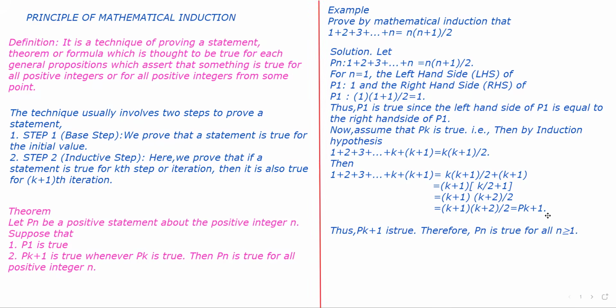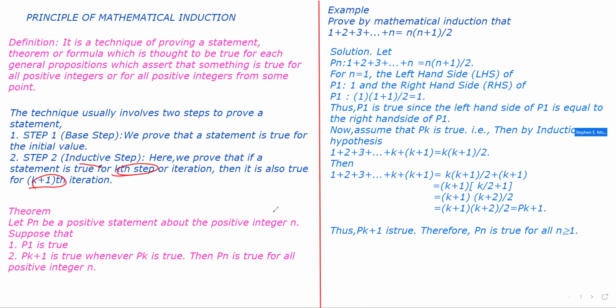The technique usually involves two main steps. If we want to follow this technique, there are two main steps we need to consider. Step one is that we have a base step. We need to prove a statement is true for the initial value. And then for step two, we prove the inductive step, which says that if we know that the k step is true, then the k plus 1 step will also be true.